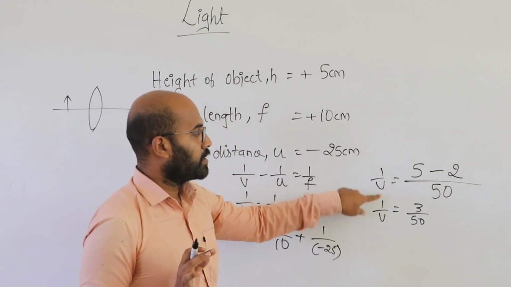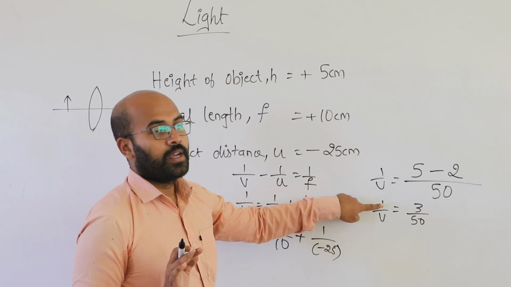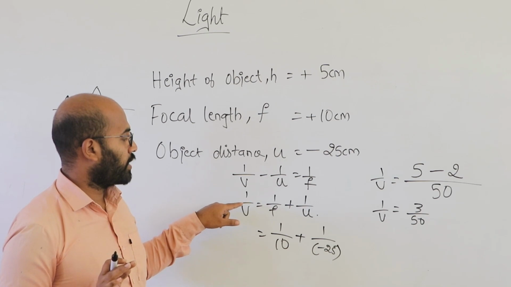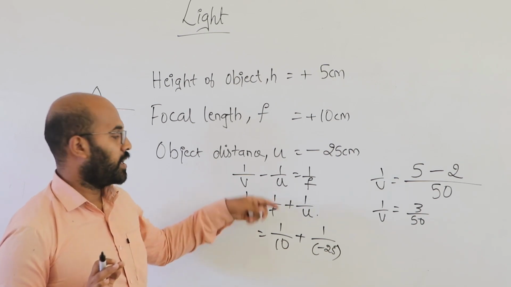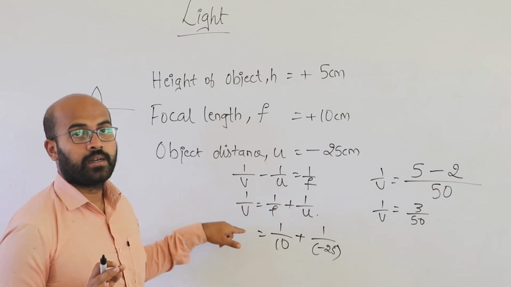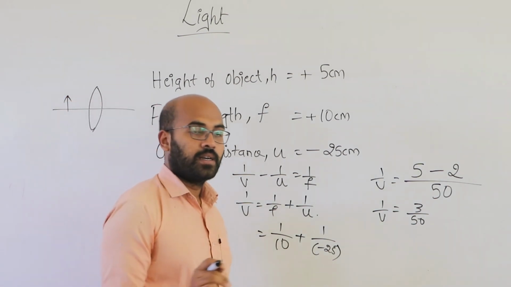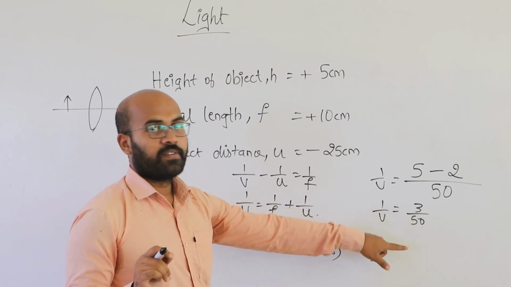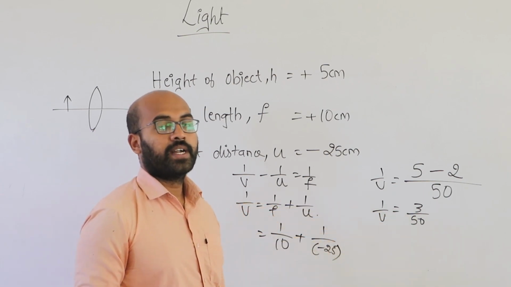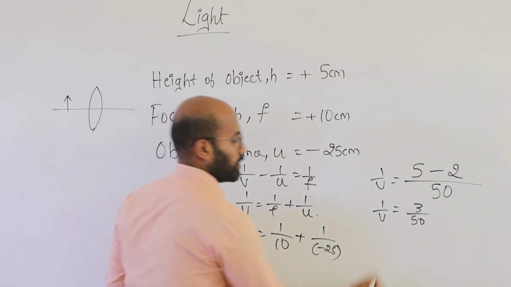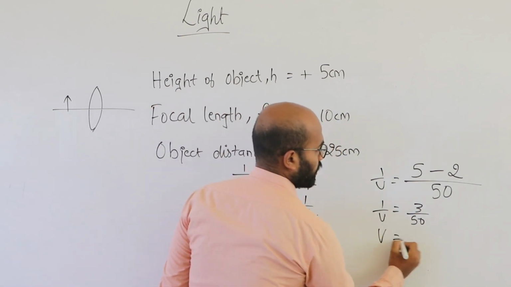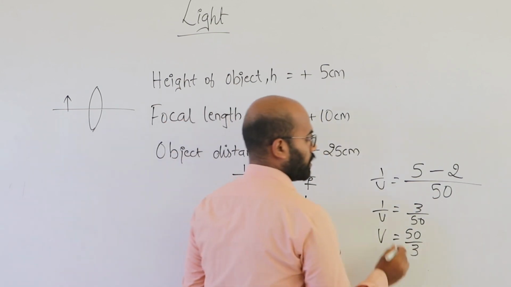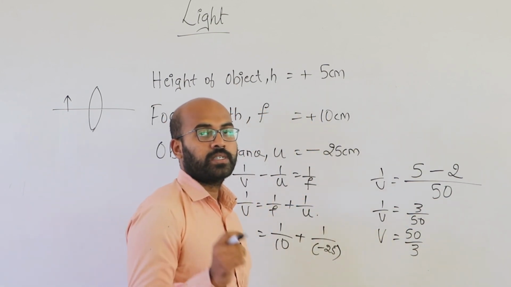So whenever you are writing, write this also, because if you skip this, if you write 1 by v in the starting and if you don't write anything here, there are high chances that you make a mistake. How? So finally you write v as 3 by 50, but it's not so. You have to write the reciprocal. So when you take the reciprocal, it becomes 50 by 3.